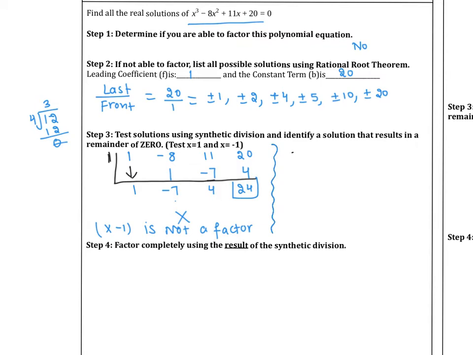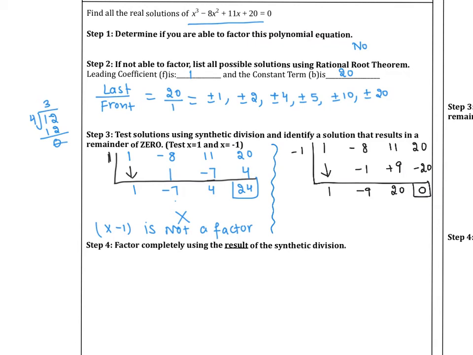Now we are going to try if -1 can be a factor. If we get 0, then we can say that is a factor. If we don't get 0, then it's not a factor. Bring down 1 as it is, multiply it with -1, you get -1. -8 and -1 is -9. -9 times -1 is +9. And then you add, you get 20. 20 times -1 is -20. And when you add that, that's going to be 0.